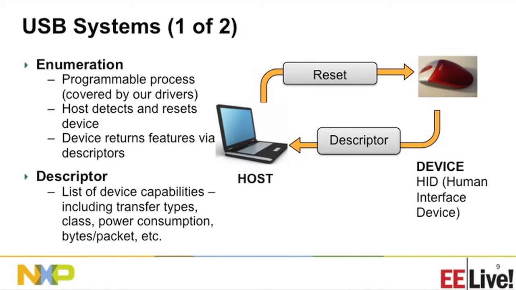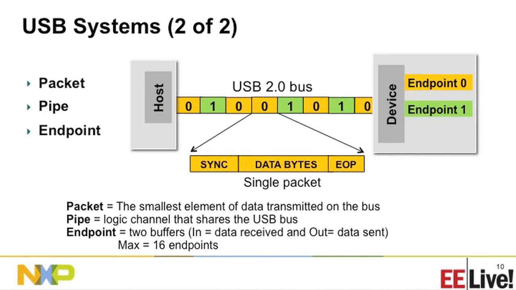We give you the default enumeration, so this is more background for you. The drivers take care of this. If you want to modify it, it is programmable. You can change the fields. You can do that, but you don't have to. So this is more about understanding the handshake process than actually having to program it yourselves.